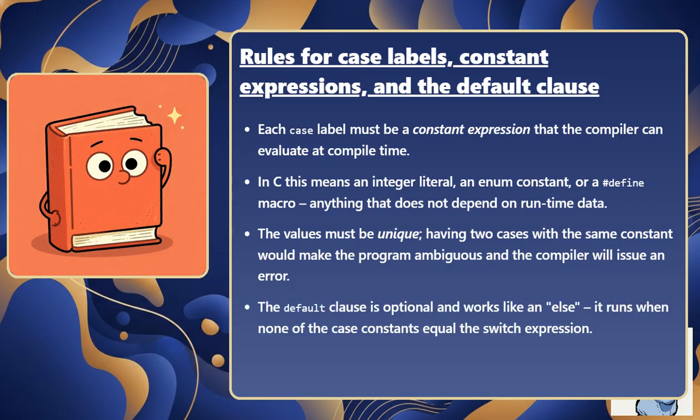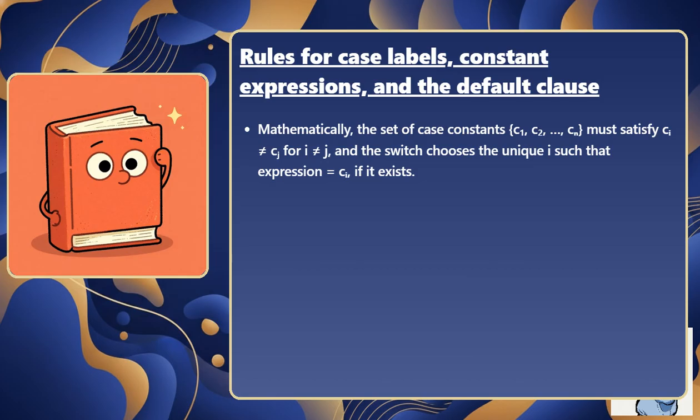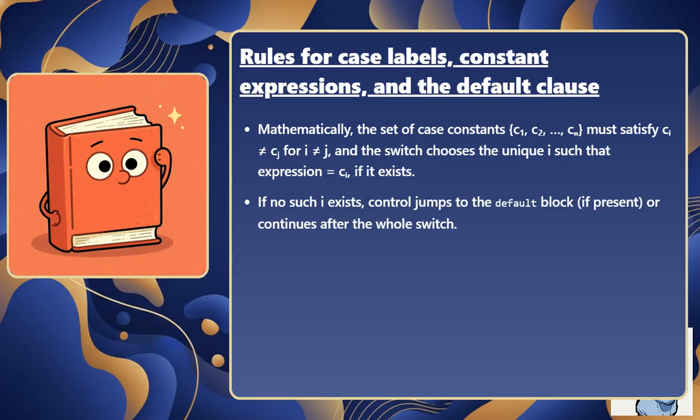The default clause is optional and works like an else. It runs when none of the case constants equal the switch expression. The default can appear anywhere in the list, but it is usually placed at the end for readability. Mathematically, the set of case constants C_1, C_2, up to C_n must satisfy C_i not equal C_j for i not equal j, and the switch chooses the unique i such that expression equals C_i if it exists. If no such i exists, control jumps to the default block if present or continues after the whole switch.